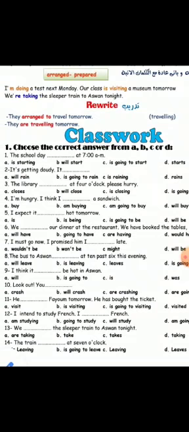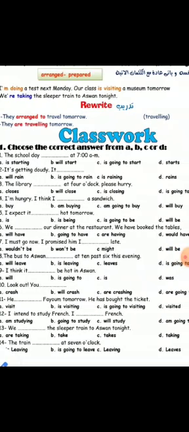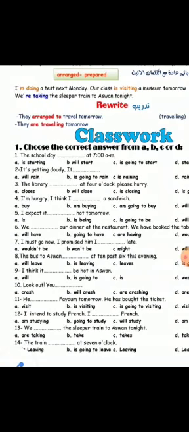Number seven, I must go now. I promised him I will be late or I won't be late. I must go now. I promised him I won't be late, according to the meaning of the sentence. Number eight, the bus to Aswan, this is a timetable, leaves. The bus to Aswan leaves at 10 past 6 this evening.